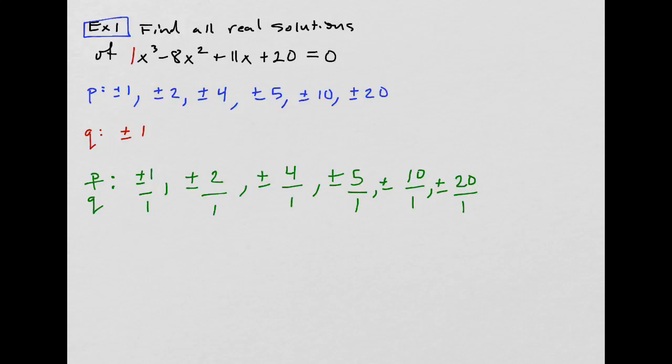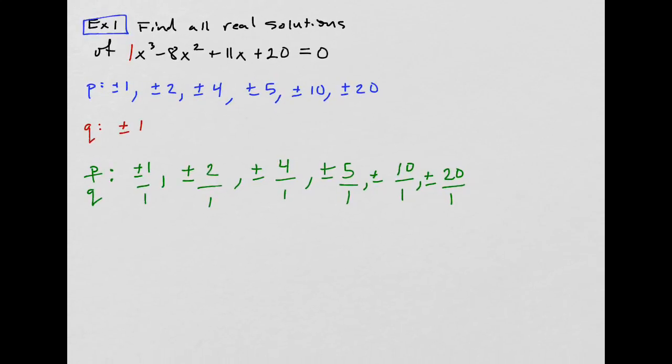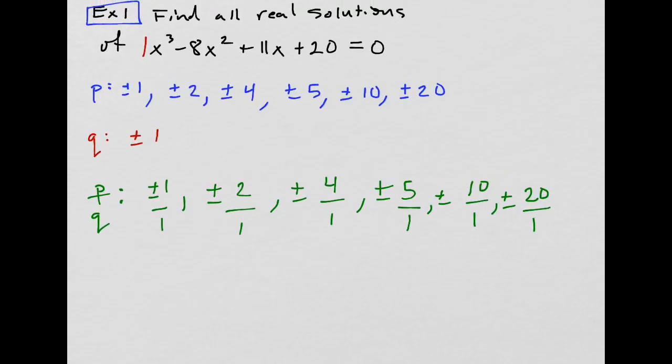It's definitely not all of them are solutions. There's only 3 solutions for this, but it could be any of those. And so, how do we figure out in a quick way if it is a solution? We can use synthetic division. After we write all possible combinations of p divided by q, which we did, then you can test the possible solutions by using synthetic division. So how do we do synthetic division again? First we write down the coefficients of our polynomial: 1, negative 8, 11, and 20.